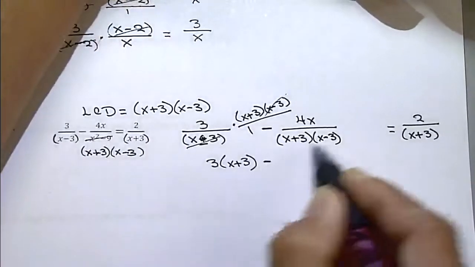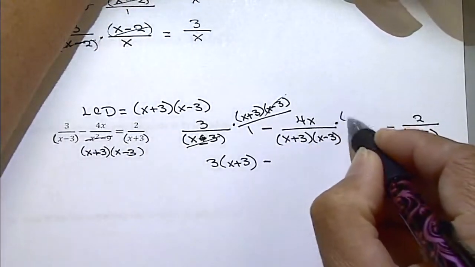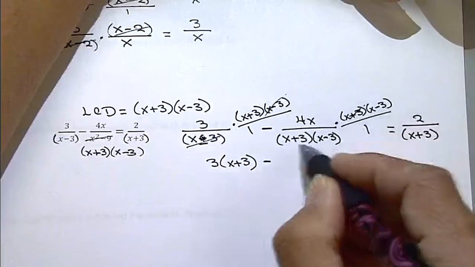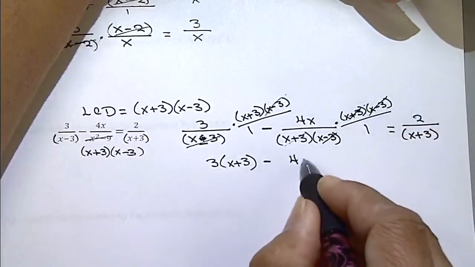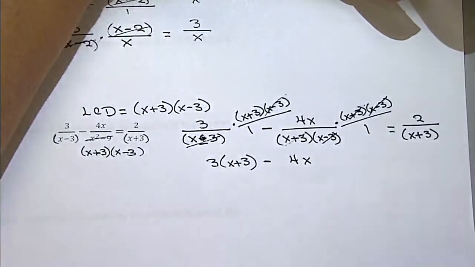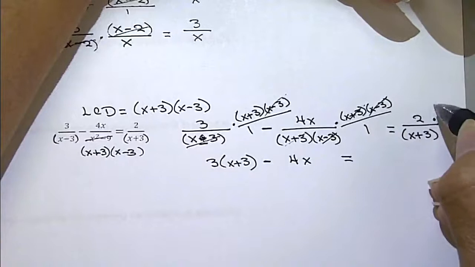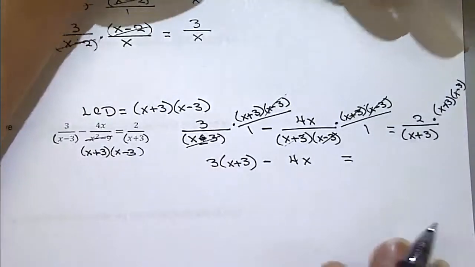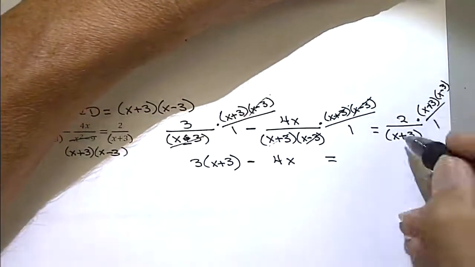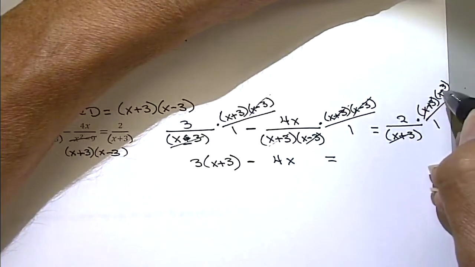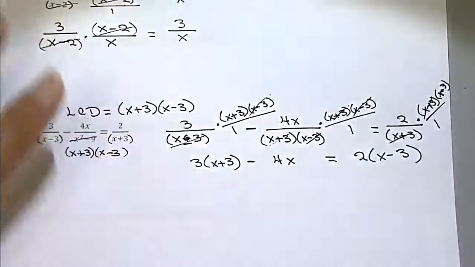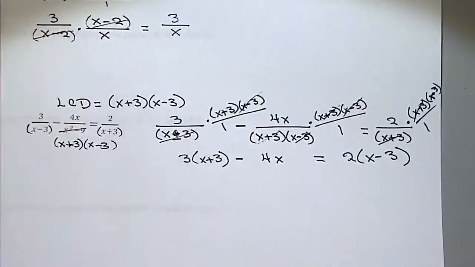Next, minus. Well, what am I going to multiply this thing by? Same thing. Times x plus 3 times x minus 3 over 1, and everything cancels, right? So what do I have? I have minus 4x, don't I? Down here, once again, times x plus 3 times x minus 3 over 1. So the x plus 3s cancel. What do you have? I have 2 times x minus 3. Take a minute and make sure you understand that, okay? We cleared the fractions. We have nothing but whole numbers, and this is simple.